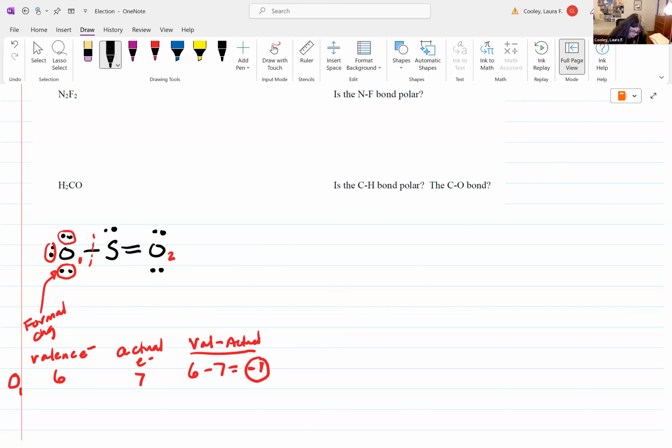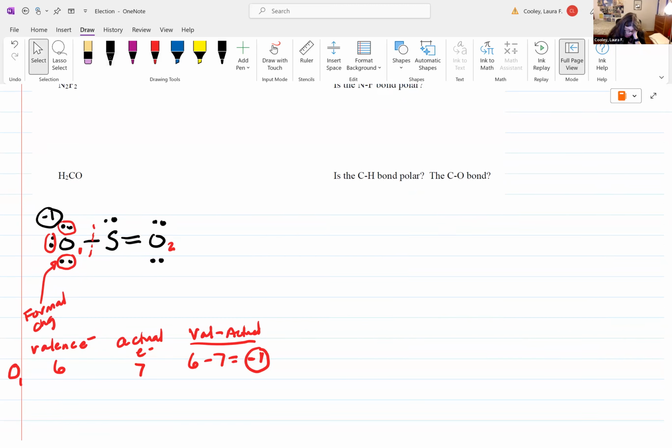So why does it have a negative formal charge there? Well, it's because the oxygen normally has 6 valence electrons, but now in the molecule it has 7. So it's got 1 more than what it would have as just the atom. That's how we calculate the formal charge.